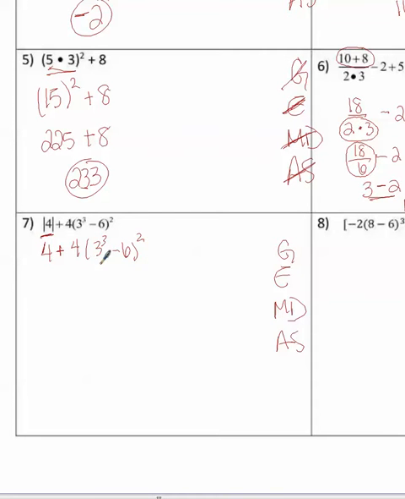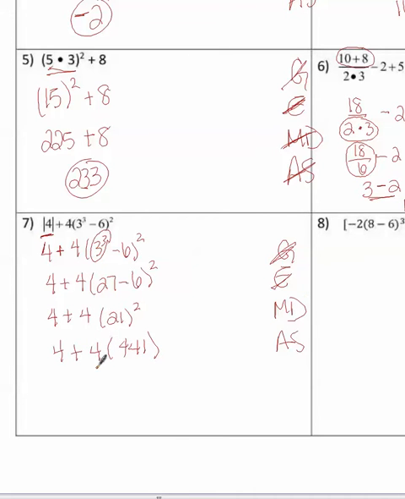Okay, now you evaluate your grouping, your parentheses. Within your parentheses, you want to treat it as if it's a mini order of operations. So bringing everything down, 3 cubed is 27 minus 6, all parentheses squared. So now subtract, 27 minus 6 is 21 squared. So all your grouping is done. Now you look at your exponents. 21 squared is 441.